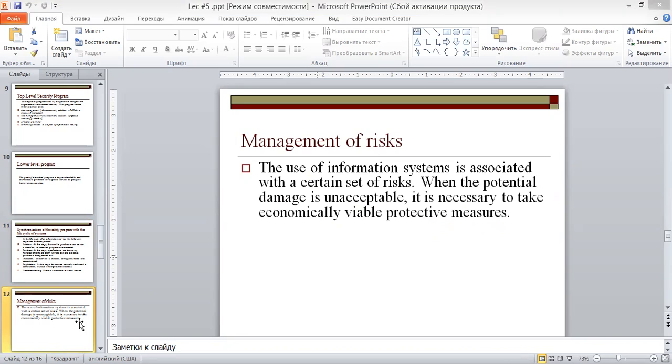Then management of risks. The use of information systems is associated with a certain set of risks. When the potential damage is unacceptable, it's necessary to take economically viable protective measures. Periodic risk assessment is necessary to monitor the effectiveness of security activities and to take into account changes in the environment.